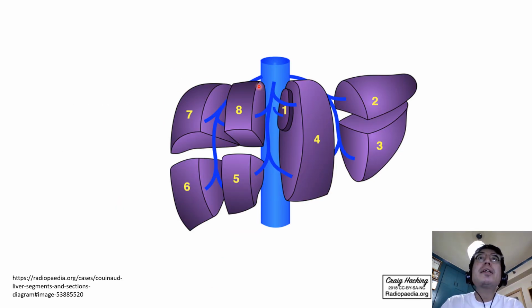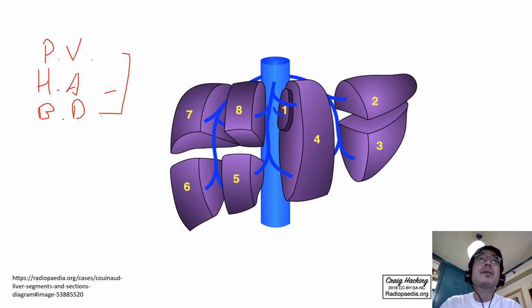Each of the 8 liver segments is roughly wedge-shaped, with the apex pointing towards the porta hepatis, which is the liver hilum. Each segment has its own portal triad. That is, each has its own segmental branch of the portal vein, the hepatic artery, and the bile duct.